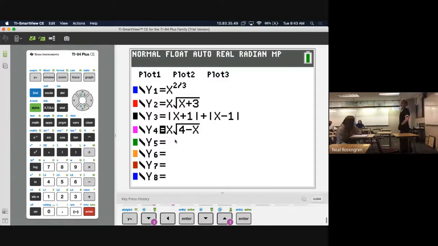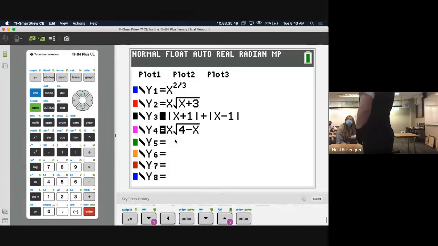Can we plug in any number in for x that we want and get a real number back? Like, can I plug in 0? 0 times the square root of 4, so 0 times 2 is 0. Okay, can I plug in 1? 2, 3, negative a million? Because 4 minus negative a million would be 1,000,004, right? What about the number 5? Can I plug in 5 and get a real number back? Why not? Can't do it, right? Not in the real number system.